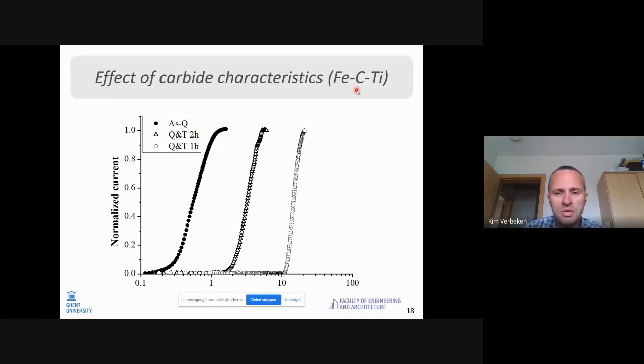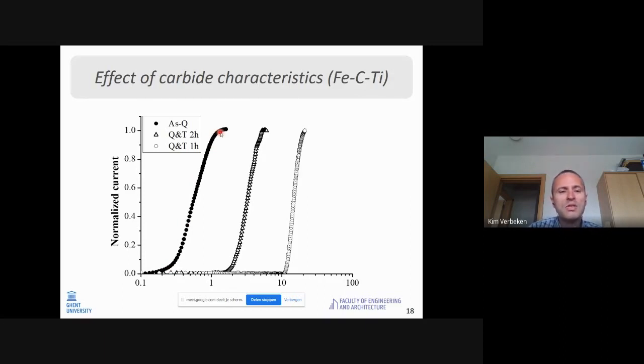So we have the material, we go to quite high temperature in order to dissolve all the carbon and the titanium, and then we have an as-quenched structure. If you do the permeation test, you see here that this as-quenched structure has the highest diffusivity. So the easiest way for hydrogen to get through the material is in the as-quenched structure.